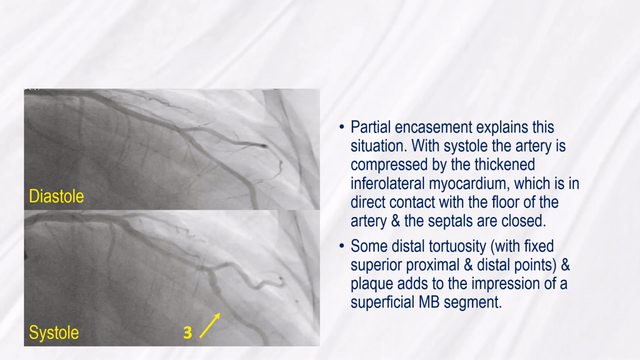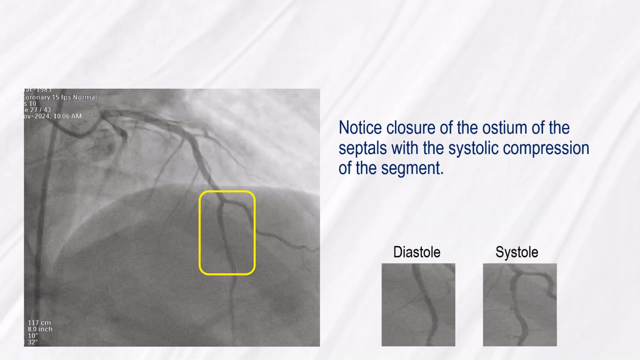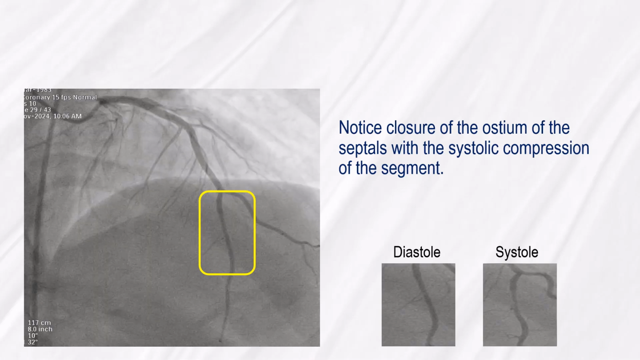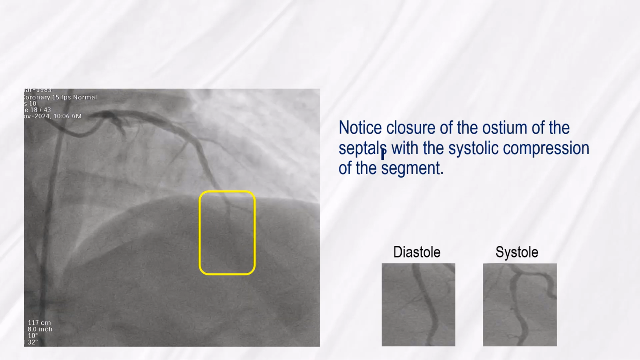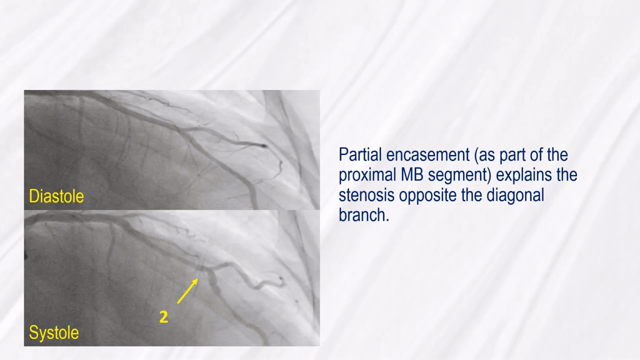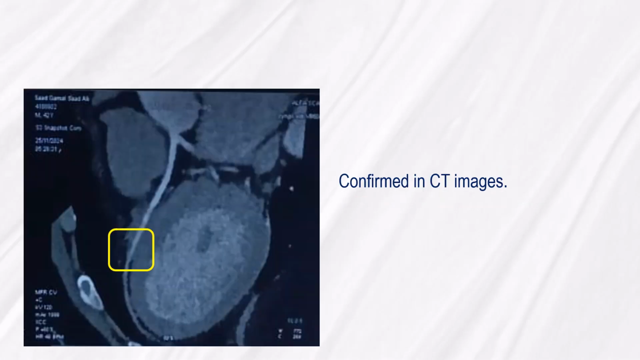Some distal tortuosity with fixed superior, proximal, and distal points and plaque adds to the impression of a superficial myocardial bridge segment. Notice the closure of the ostium of the septals with the systolic compression of the segment. Partial encasement as part of the proximal myocardial bridge segment explains the stenosis opposite to the diagonal bridge. And this is confirmed in the CT.